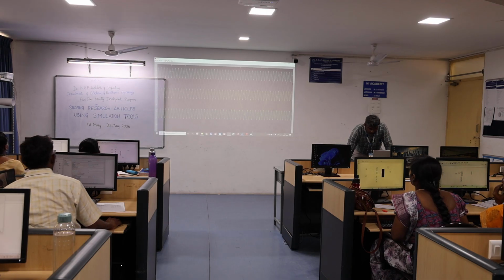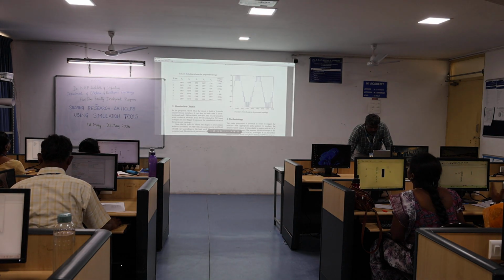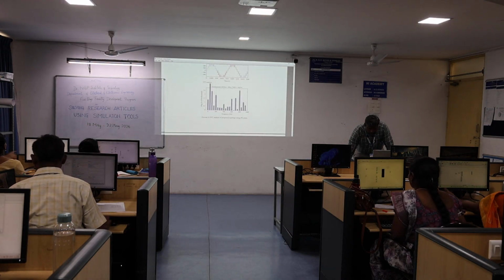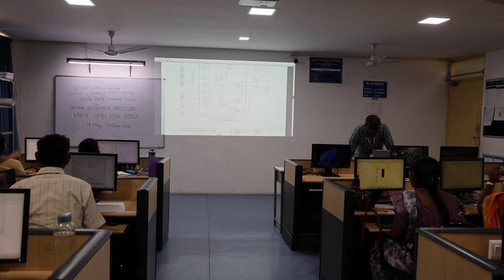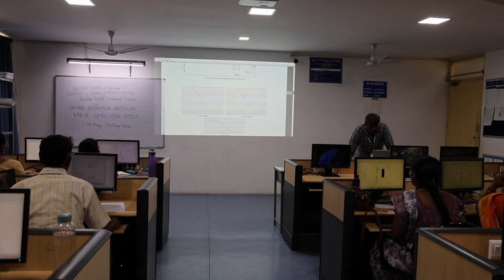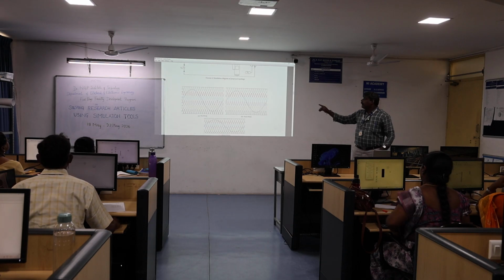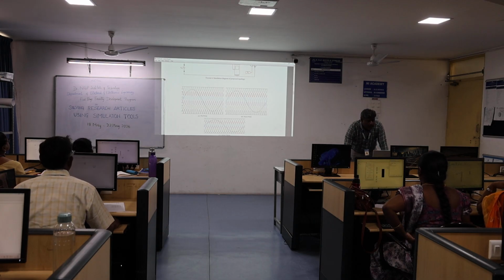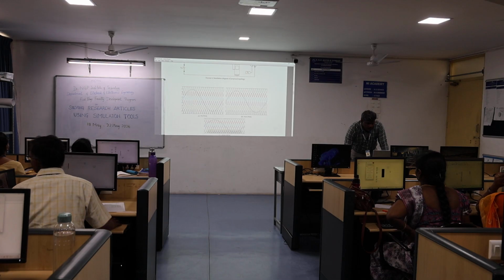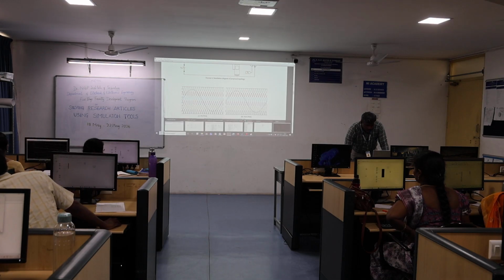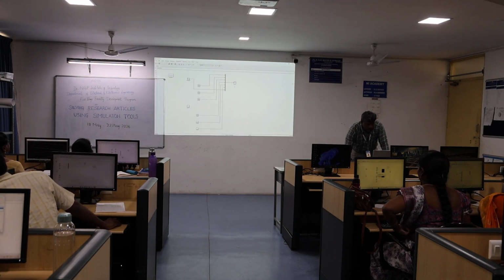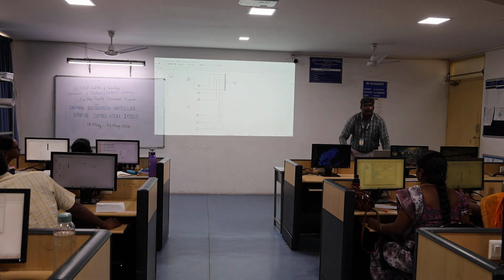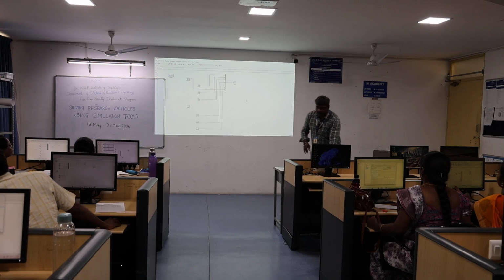So this is the first one, right? So whatever the waveform here, the same waveform we have constructed in the MATLAB, right? You have a sine waveform and you have a carrier waveform. So can you do it, everyone, can you do it? Okay, if you have any doubt please ask me.